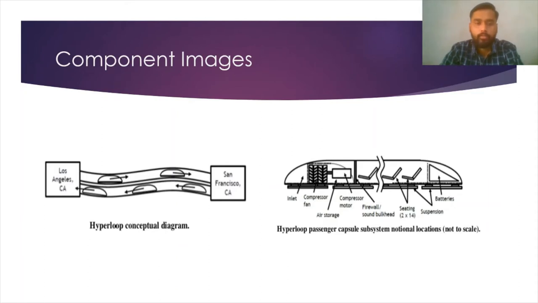Component images. We see two components: capsule-like structures, also known as pods, and the tubes needed, vacuum tubes. Here two points are there, Los Angeles and San Francisco. Between them, a number of vacuum tubes will be there, and through the tubes, a number of pods carrying passengers will travel. This is the structure of pods, where there is a sitting arrangement for the passengers.